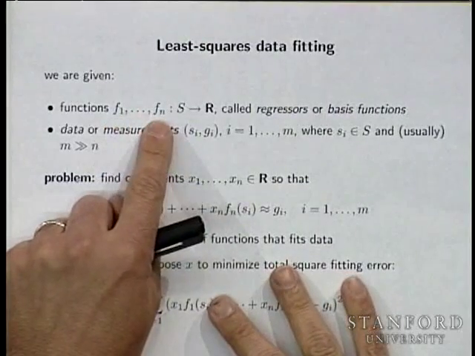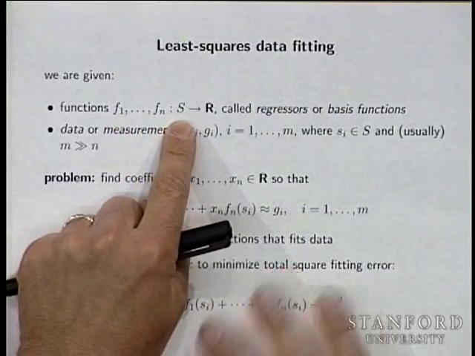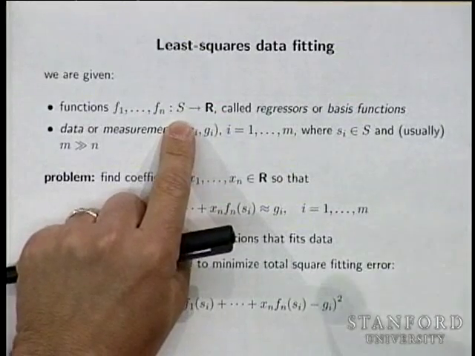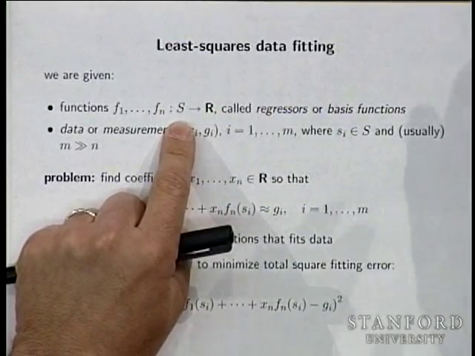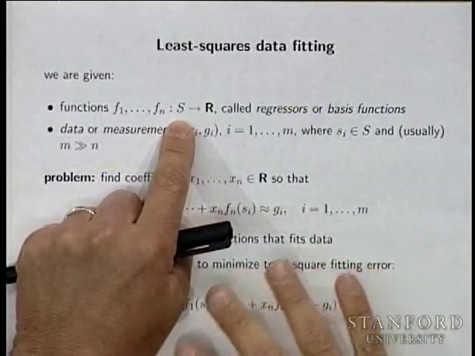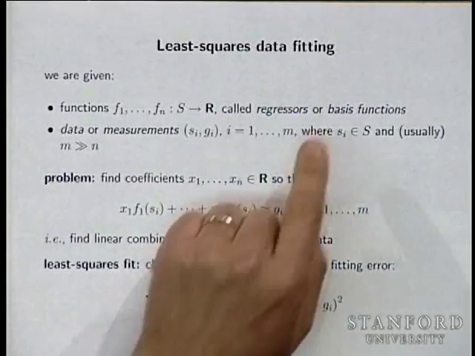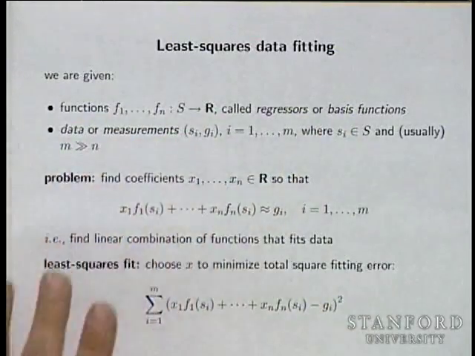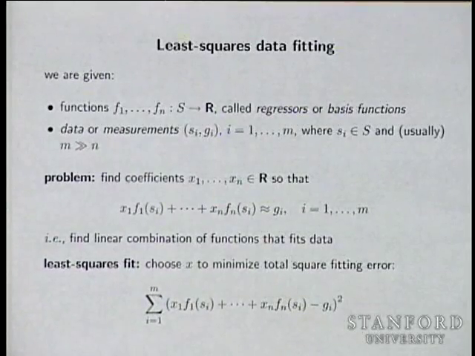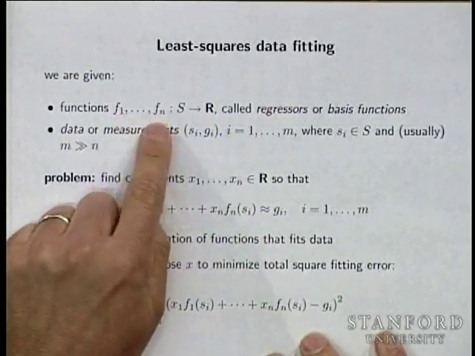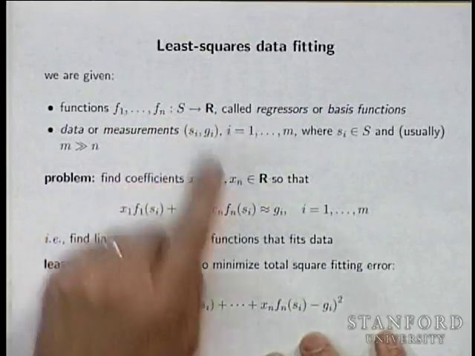You're given some functions on a set S. S could be anything. It actually could be finite. It could be R. It could be an interval. It could be multidimensional, like R3 into R. And these are called regressors or basis functions. They're called basis functions even if they're not independent, but we'll leave that alone. So you have a bunch of functions here from S into R.